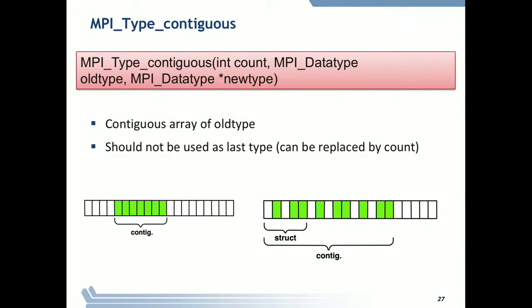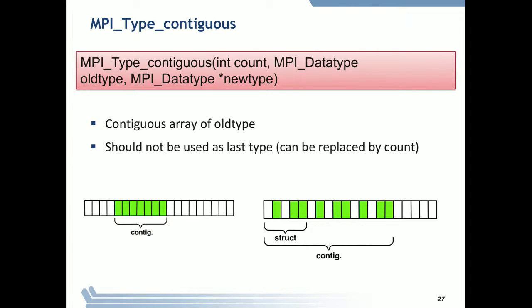Okay? So now let's look at how you can create these derived data types to describe the more complex non-contiguous layouts. There are about 4 or 5 of these data type constructor functions that are defined, and they are in increasing order of complexity. So the simplest one is MPI_Type_contiguous. That is used to create a contiguous type like this.